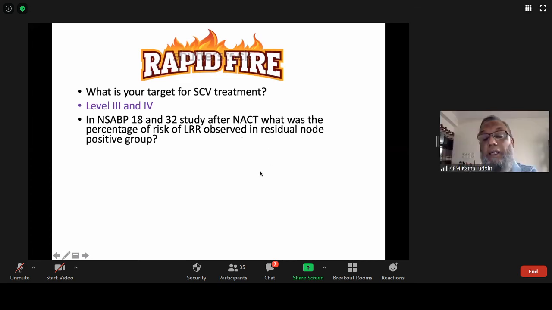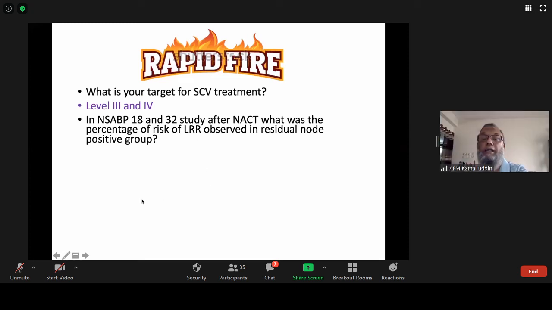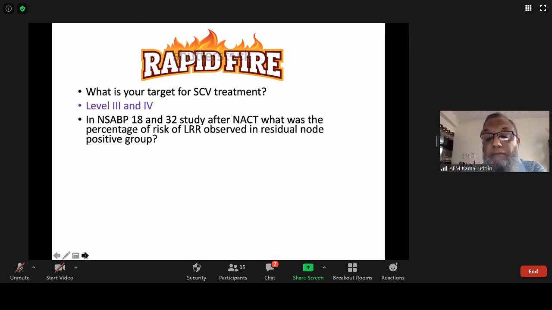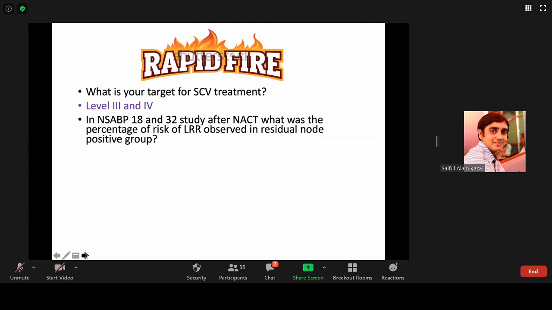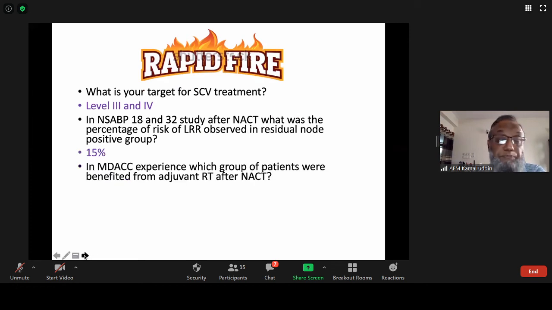So in the NSABP B-18 and B-32 study, observed in pN plus after neoadjuvant chemotherapy in NSABP B-18 and B-13, what percentage of patients recurred? Local relapse was there. Sorry, sir, I cannot recall. So it was 15%. That is why this is evidence for giving adjuvant nodal radiation after residual node after NACT. So in the MD Anderson Cancer Center experience, which group of patients benefited from adjuvant RT after NACT?